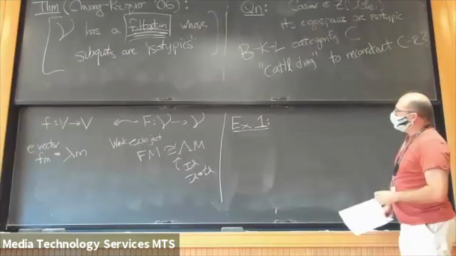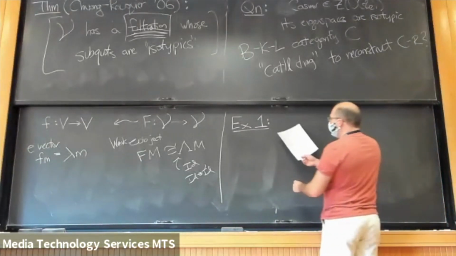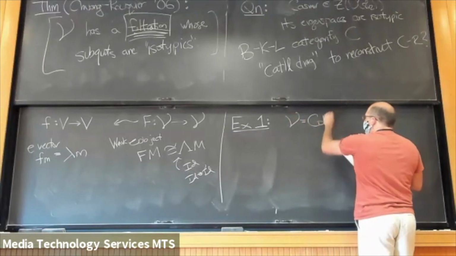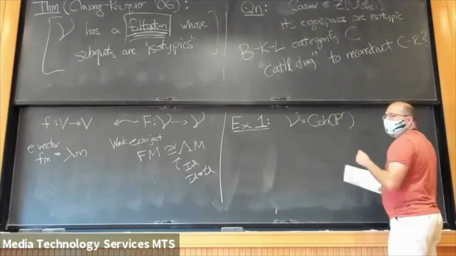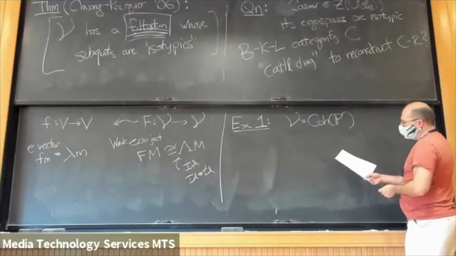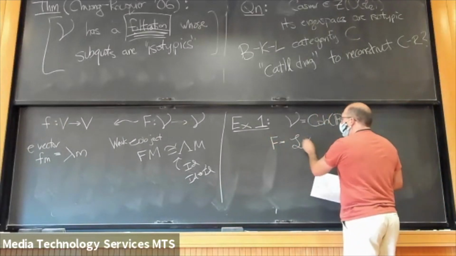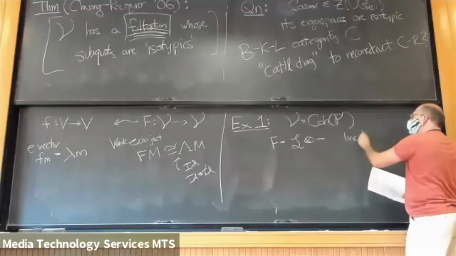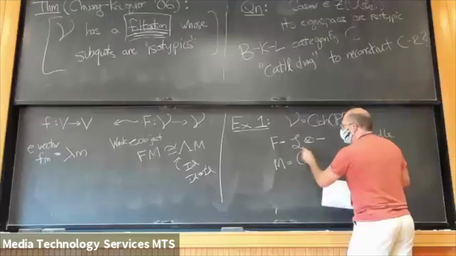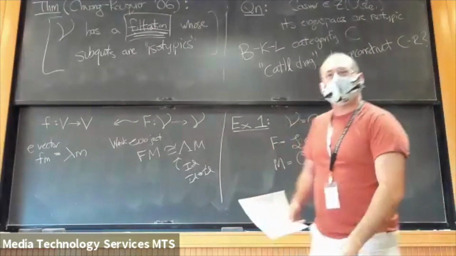So example 1 is for people who have a little bit of algebraic geometry background, but I'll do something much simpler in a second. So in example 1, V is going to be maybe coherent sheaves on projective space. So something like vector bundles, but you also need to allow complexes of vector bundles. F is going to be the operator of tensoring with a line bundle. And M is going to be a skyscraper sheaf. It's like a vector bundle, but it's only at one point.